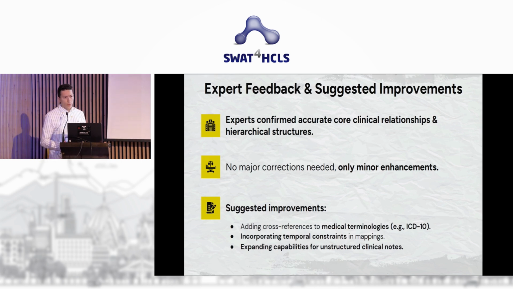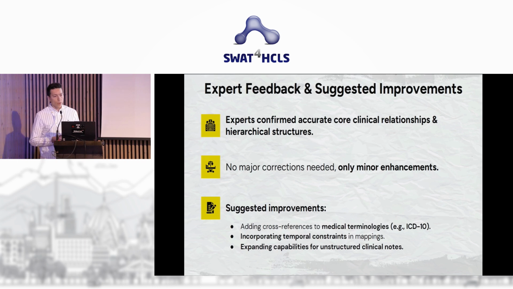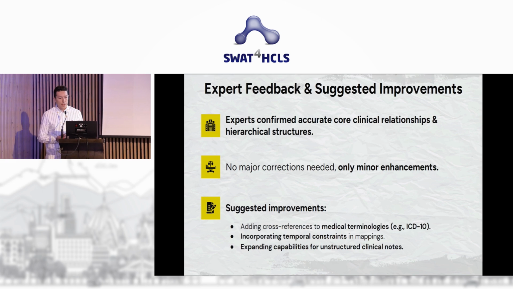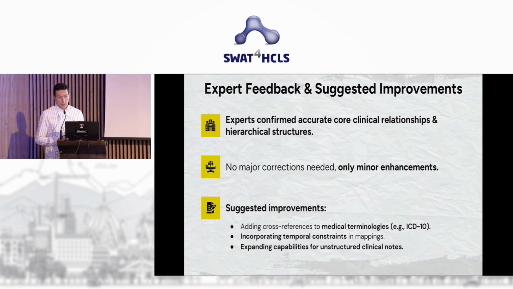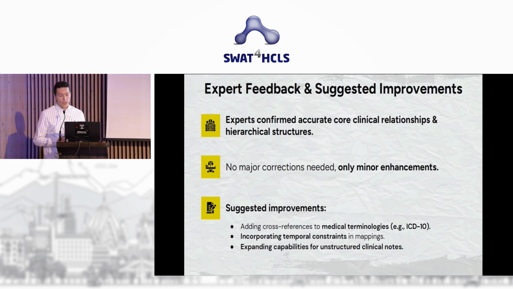The general feedback of the experts confirmed that we can have accurate core clinical relationships and hierarchical structures with the use of the LLM. They didn't find any major corrections that needed to be made, only minor enhancements. The suggested improvements were to add cross-references to medical terminologies such as ICD, to incorporate temporal constraints in mappings, and to expand the capabilities for unstructured clinical notes.